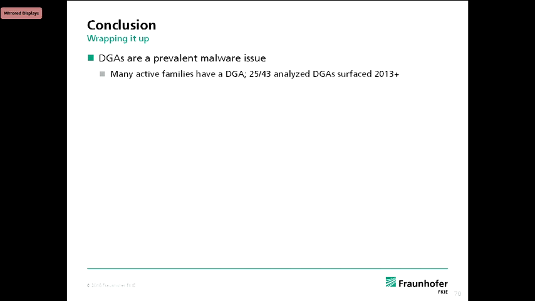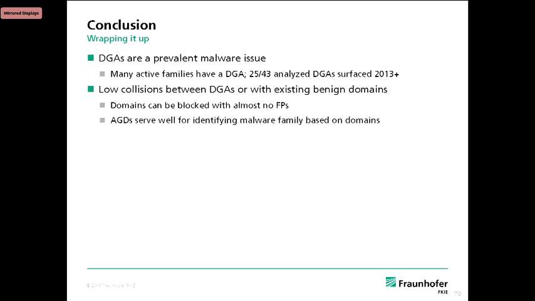So DGAs are a pretty prevalent malware issue. If you read a lot of blog posts of analyses and so on, you will see that many of the different and newer malware families will probably have a DGA in there, which is supported by our data. A good sign is those low collisions that I've mentioned, because it allows you to use pre-generated domain lists for blocking, as well as using them to identify the malware families.